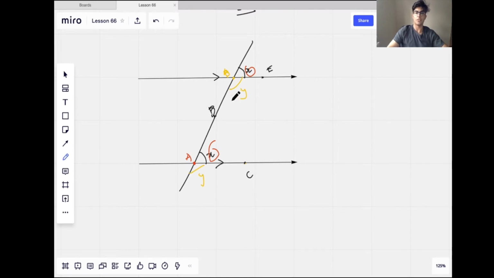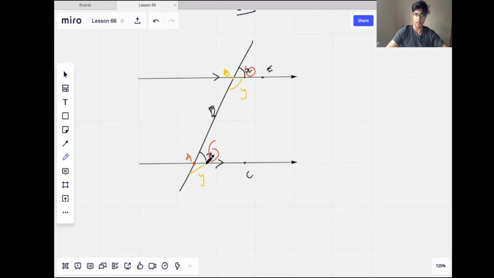The proof of this I've included in a separate video. You don't need to know the proof, but it might help you to see it instead of just me telling you and you accepting it. But once we have this, we've established one of the key facts that you need to use, and it's called the corresponding angle theorem.